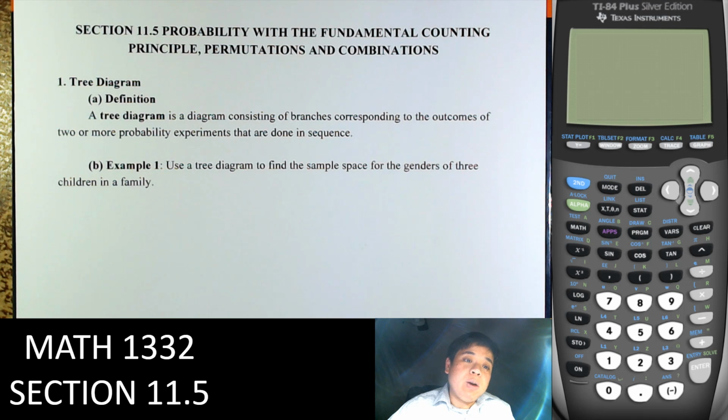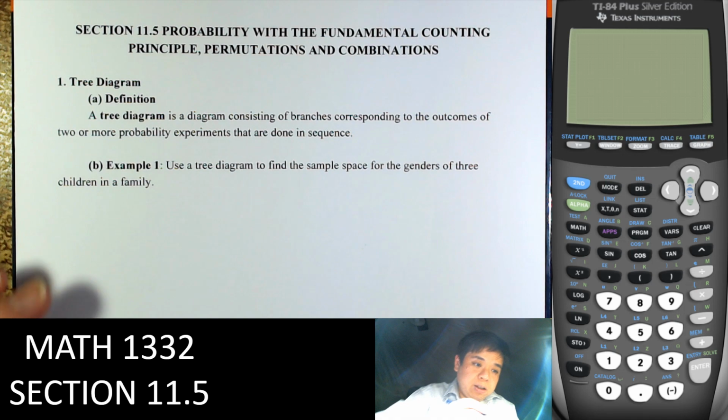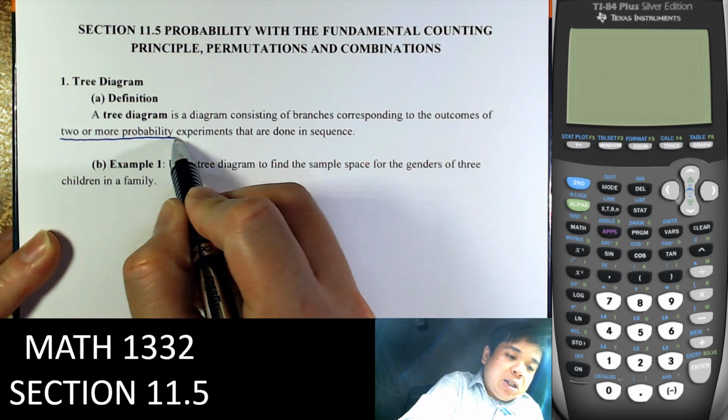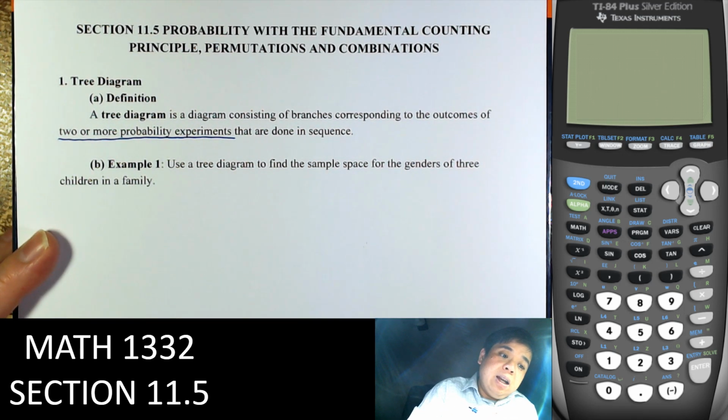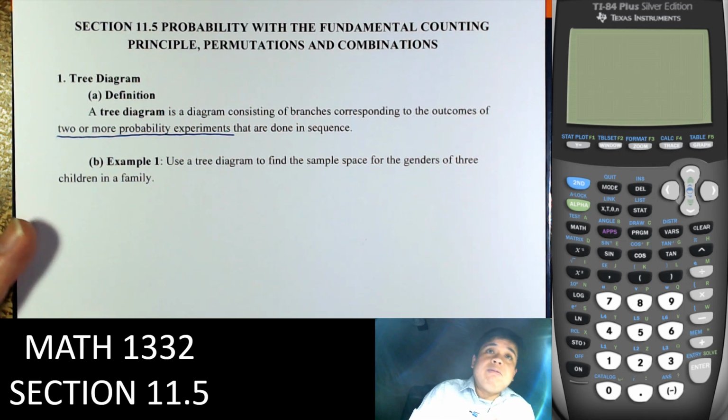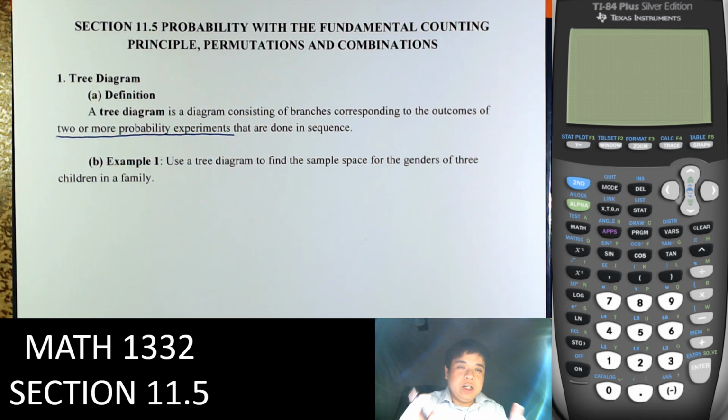Probability with the fundamental counting principle, permutation, combination, and other common techniques. First we study the tree diagram. A tree diagram is a diagram consisting of branches corresponding to the outcomes of two or more probability experiments. So you have two or more probability experiments. For example, that's a multi-stage problem.